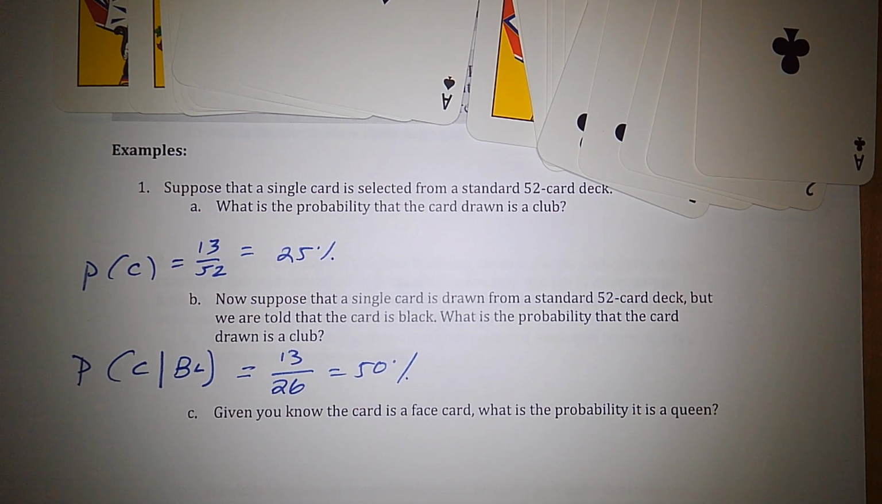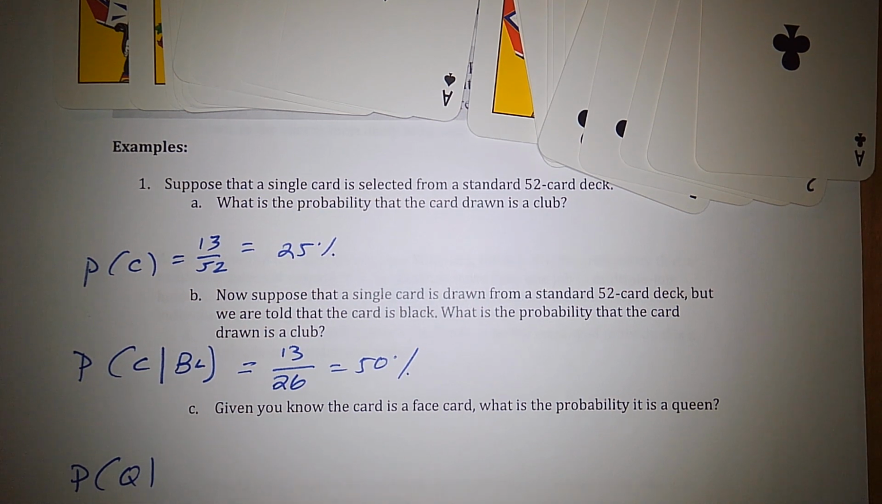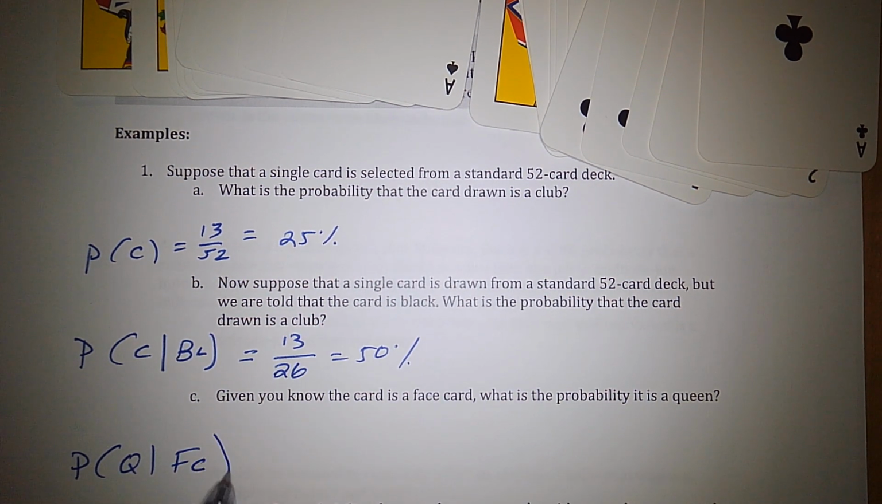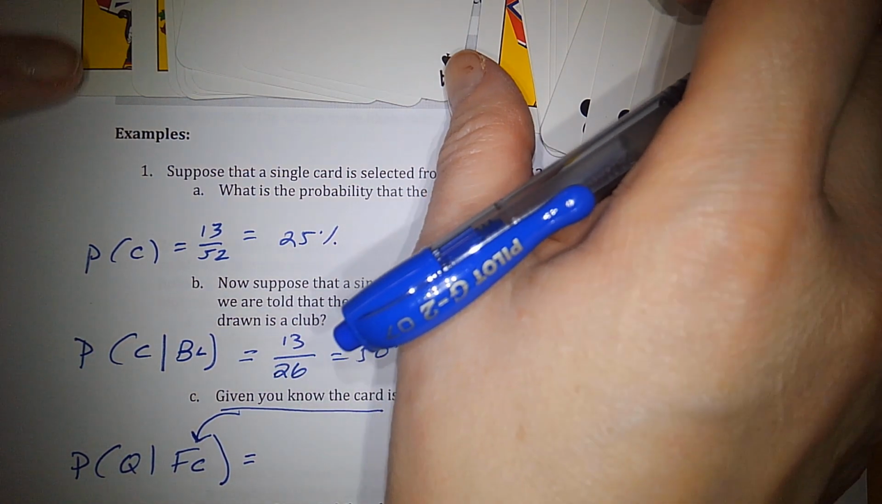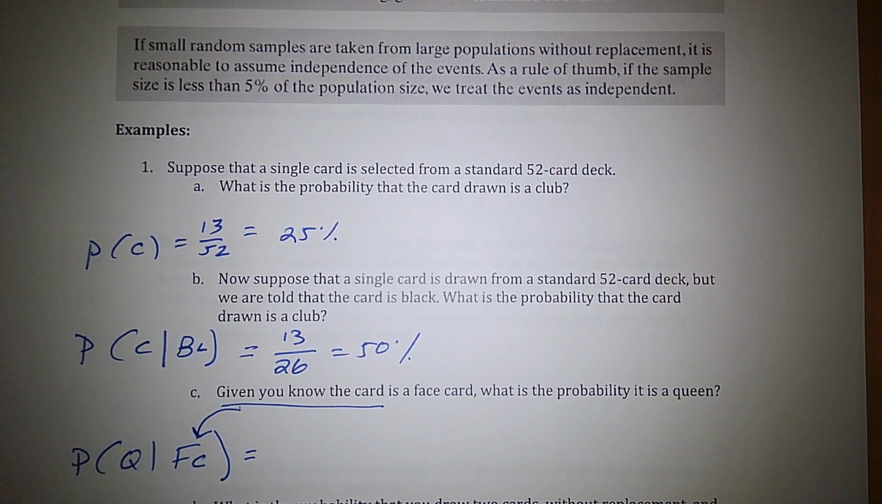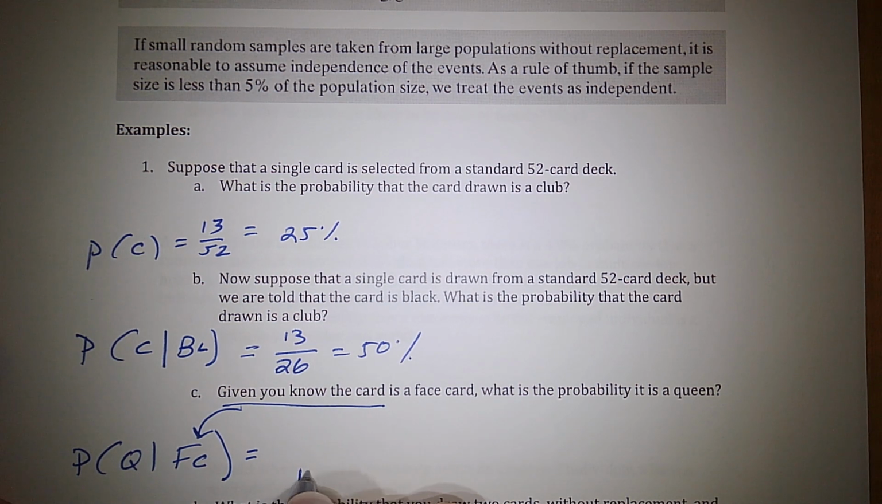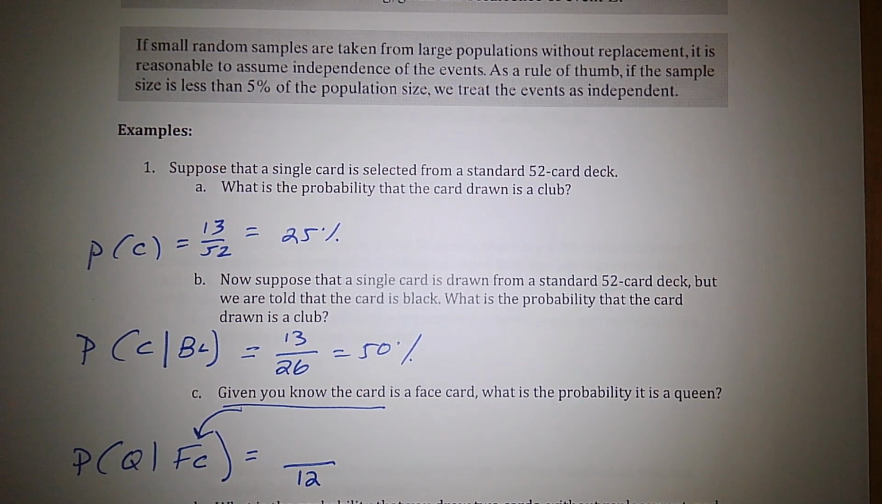So in part C, given that you know it is a face card, what is the probability it's a queen? So we're looking for the probability that it might be a queen given we know it's a face card. We always put what we know in the second spot. So we know it's a face card. Out of all of the cards that I had before, how many are face cards? Well, I know that there are 12 face cards in the deck. There's a Jack, Queen, King of 4 different suits. Out of all of those face cards, how many are queens?